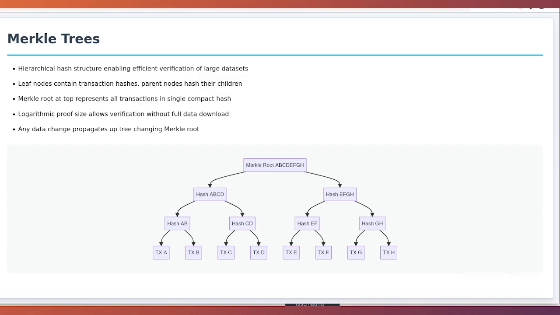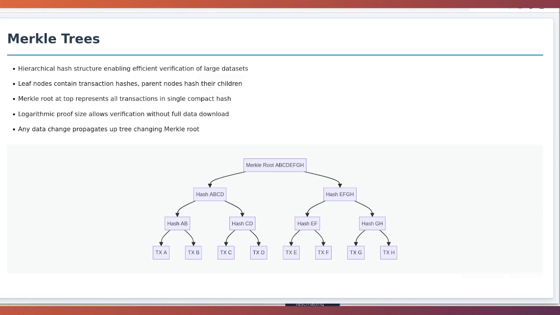If you want to prove that a specific transaction is included in a block, you don't need to provide all the transactions. You only need to provide the transaction itself, the Merkle root, and a small number of intermediate hashes called the Merkle proof or Merkle path. For example, in a block with 1000 transactions, you only need about 10 hashes to prove inclusion rather than all 1000. This makes verification incredibly efficient, which is crucial for lightweight clients like mobile wallets that don't download the entire blocks.